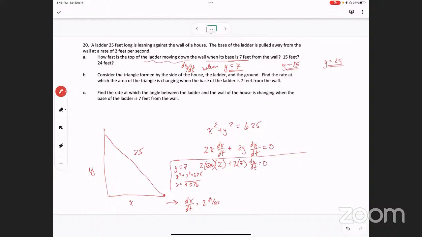Now, another thing you could do, like he was doing in the video, is you could actually solve this equation for x.